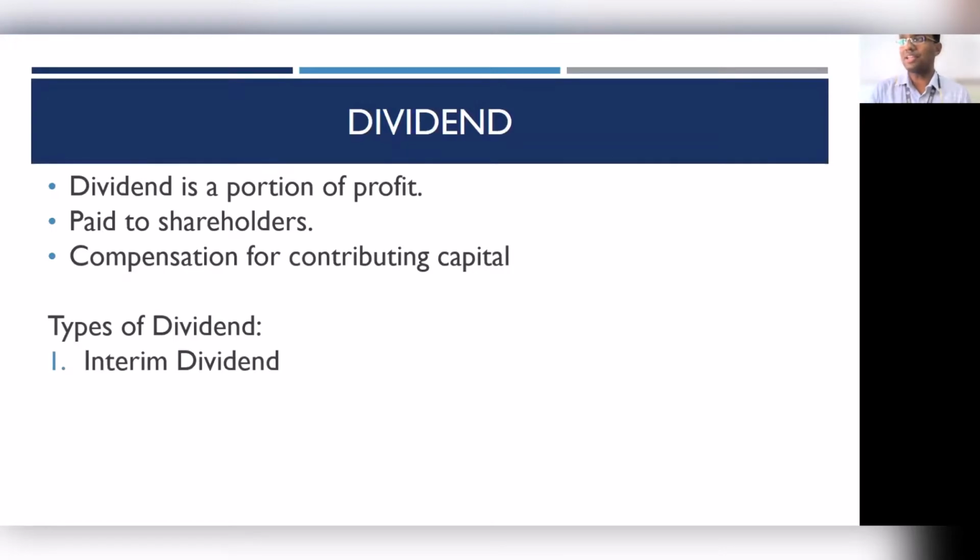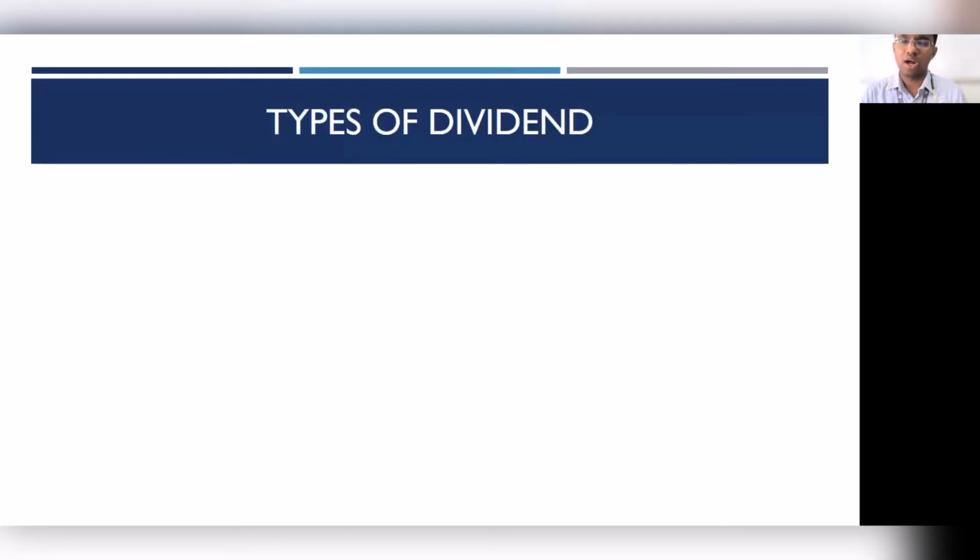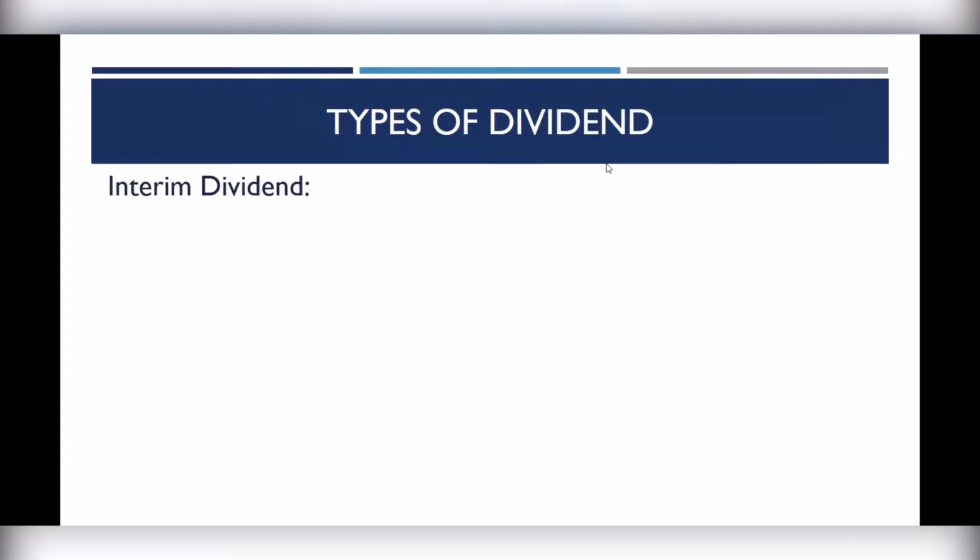One is interim dividend, and next is final dividend. Now let's have a closer look at what these dividends are. Our discussion now would be focused on the types of dividend. The first type of dividend that the company would be dealing with is what is called interim dividend. And what is interim dividend? As the name suggests, it is a dividend which is paid in interim, or in between.